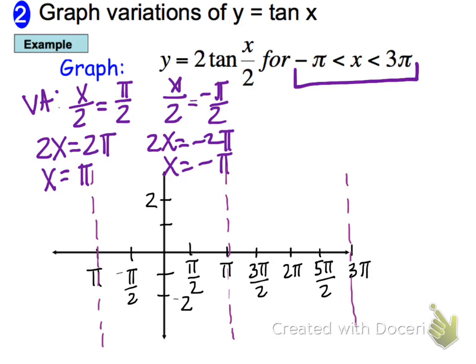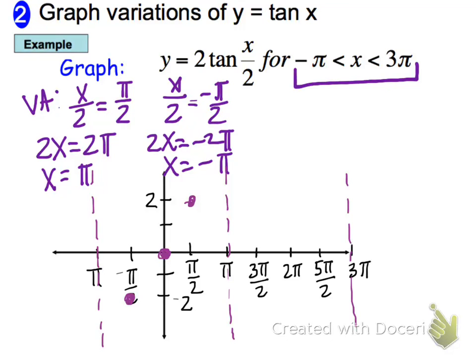The next point will be directly in the middle. So directly in the middle is 0, and that's going to be your x-intercept. From there, at pi over 2, remember you'll go to the right in the middle at pi over 2, and you'll go up the amplitude. And you'll go to the left in the middle and go down the amplitude.